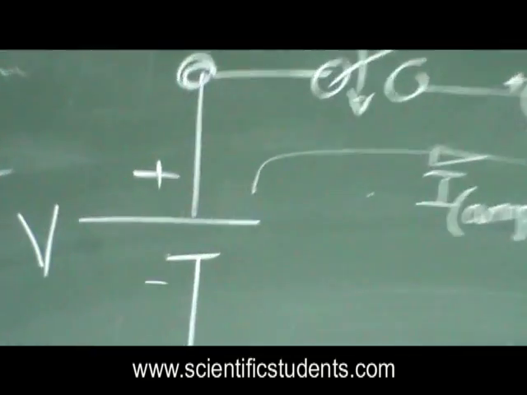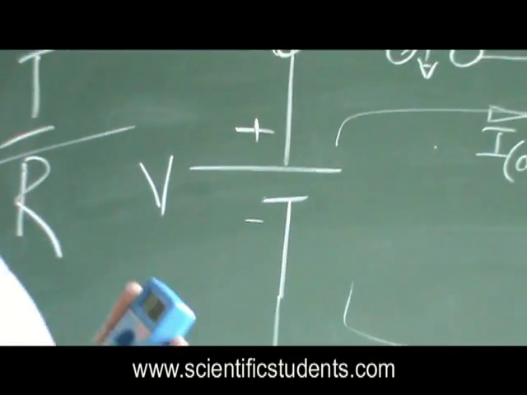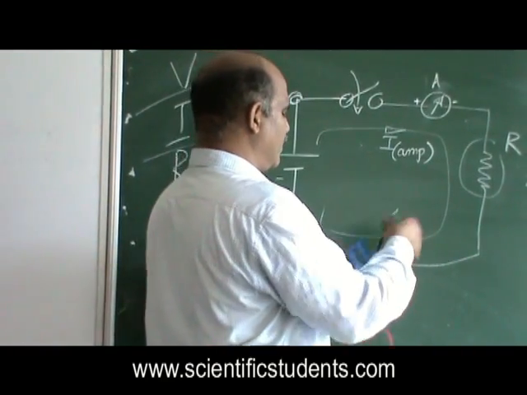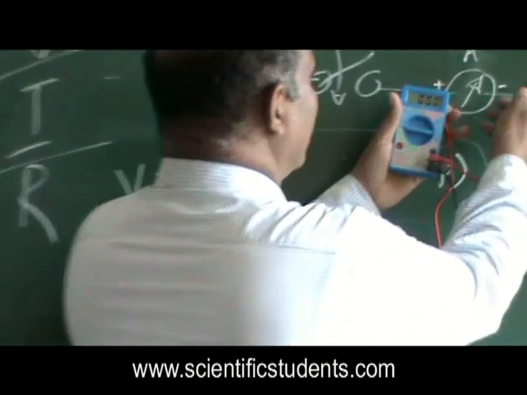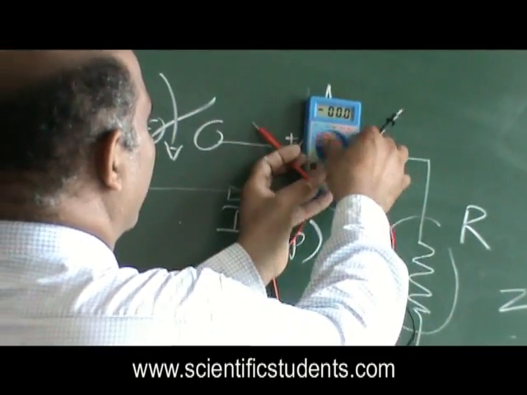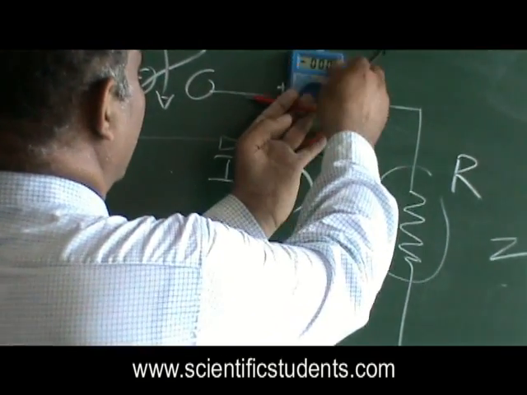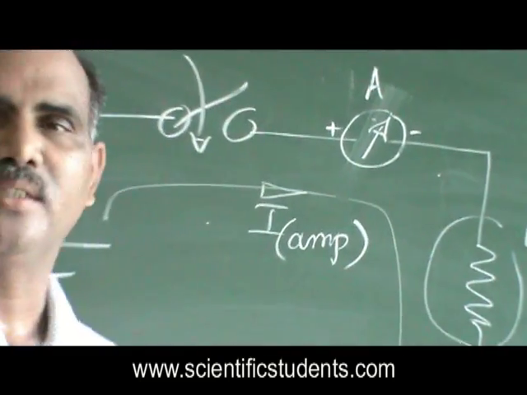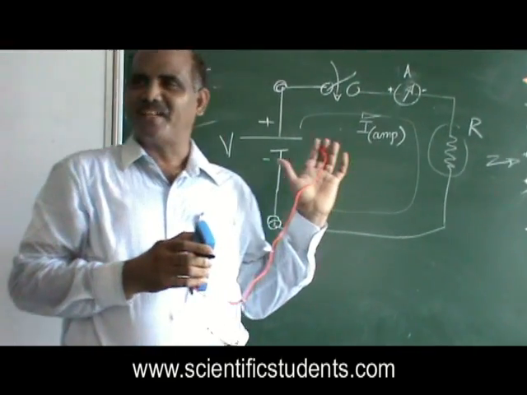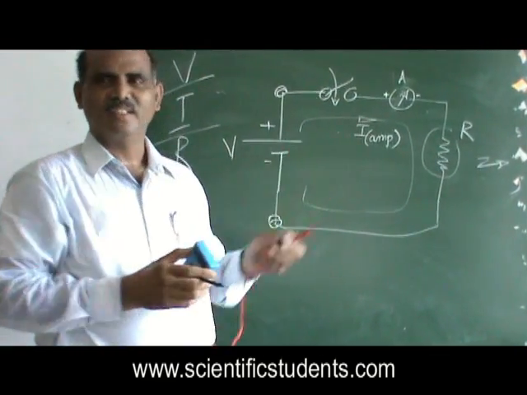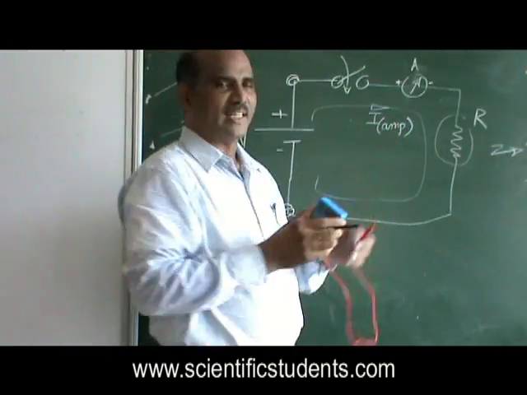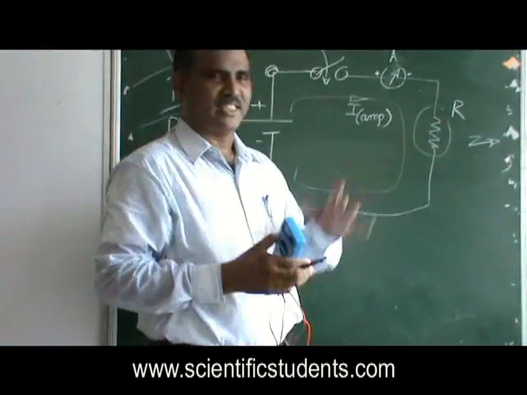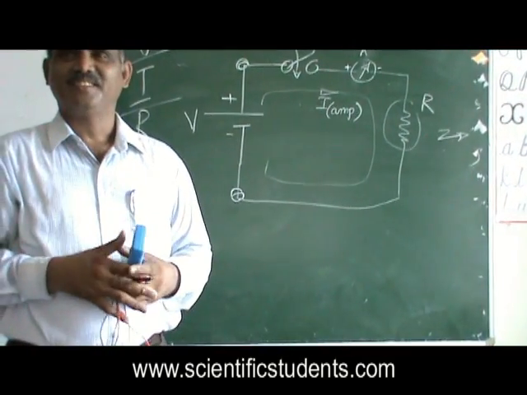Then change the connection to ammeter. Cut the cable and keep the positive of the circuit like this. Remove this. This is the ammeter now. Now the current shown in the display is 9 amperes. So when I measure the voltage it is 9 volts, and when I measure the current, it is 9 amperes.